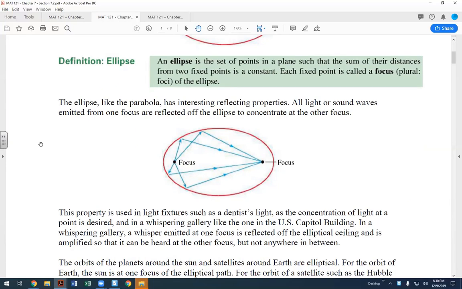One side of the parabola is open, so the reflective property is a little bit different. But the ellipse being a closed shape, the idea here is if light or sound originates at one focus, it's going to bounce off these elliptical walls, and it actually ends up focusing or is directed towards the other focus. So it originates at one focus, reflects off the elliptical sides, and meets at the other focus.